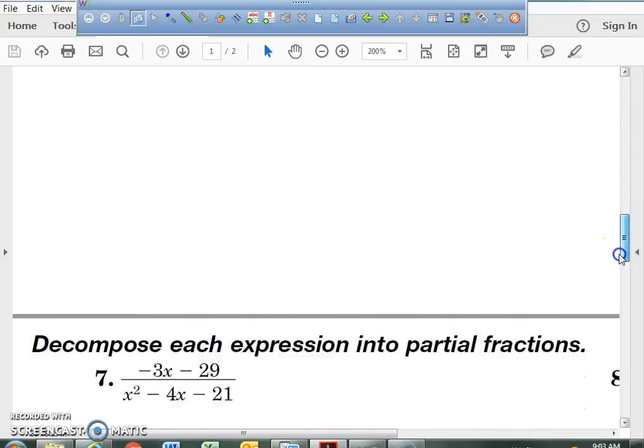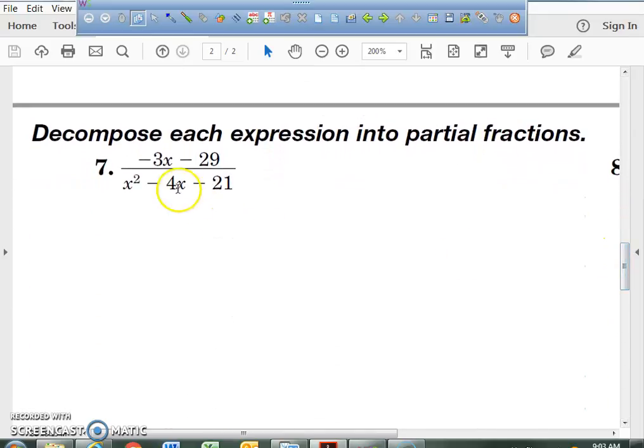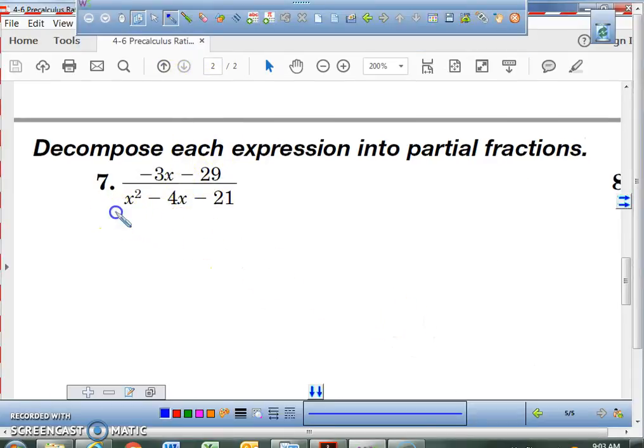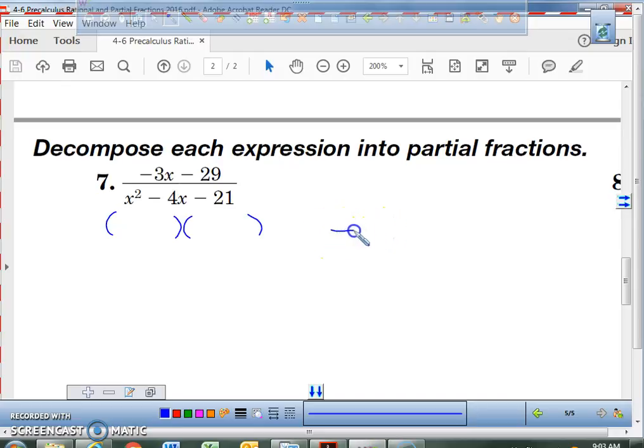What we're going to do on number 7 is break this down into its partial fractions. So what I want you guys to do first is factor the denominator. I need you to factor the denominator. Now, I want you to write in your journal, you're looking for two numbers that multiply together to equal negative 21, and two numbers that add together.